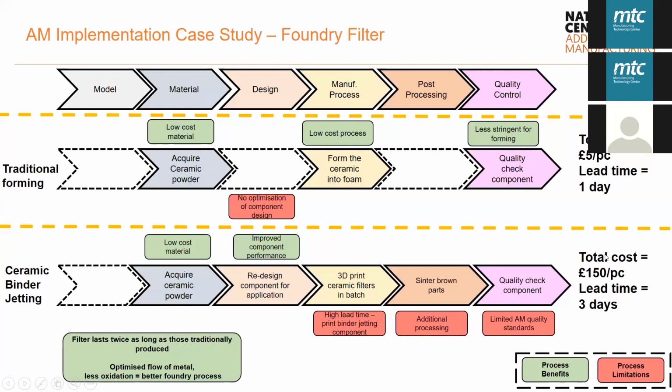So my component actually costs £150 a piece and takes me 3 days lead time in terms of duration, which is greater than what it was originally. But we actually found that the filter itself lasted twice as long as traditionally produced because of this improved performance. And also, not only did it last twice as long, but it actually optimized the flow of metal through the foundry process itself, making it more efficient.